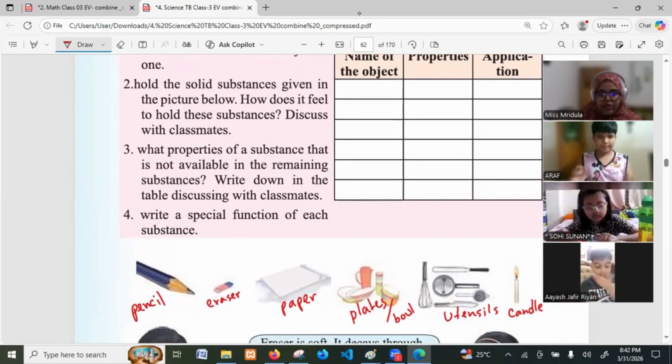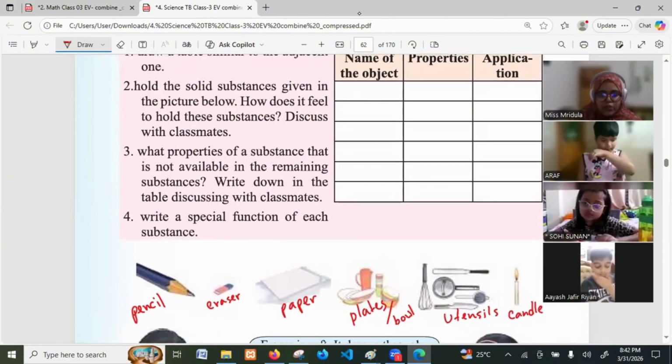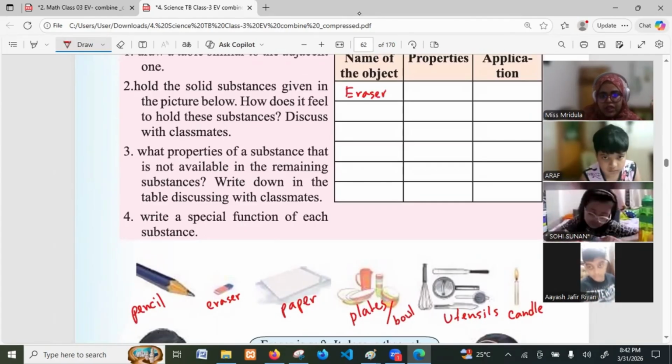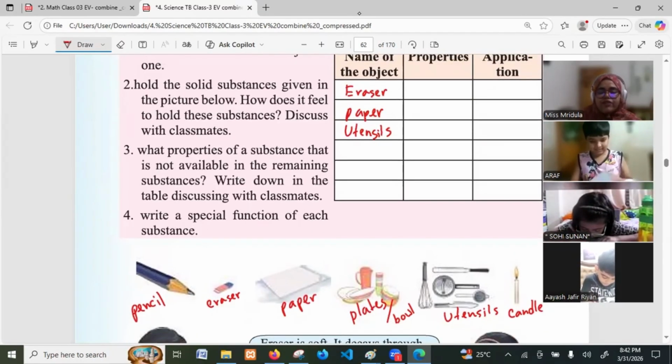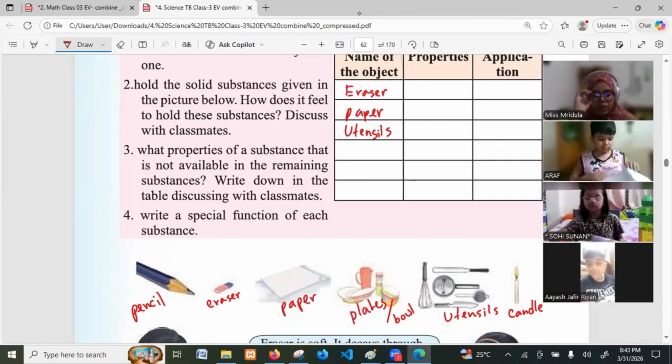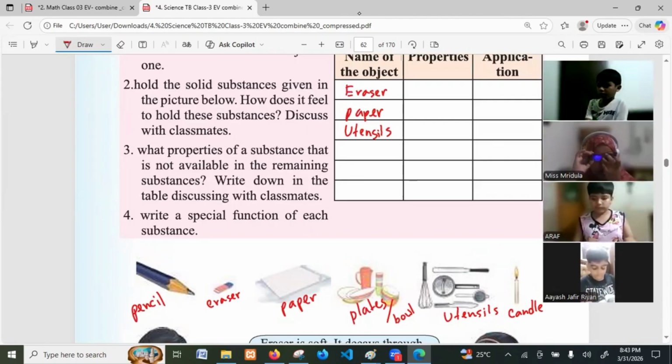Okay, so name of the object. Let's not choose all of them, let's choose a few of them. Let's choose the eraser, let's choose paper, let's choose the utensils. So we have chosen 3 of the 6 things. That's enough, I guess. I have chosen the 3 which are a bit different from one another. As you know, the eraser, you hold it in your hand every day, right?